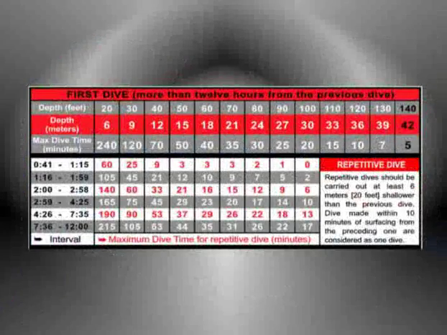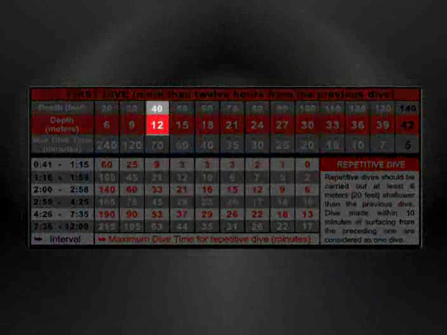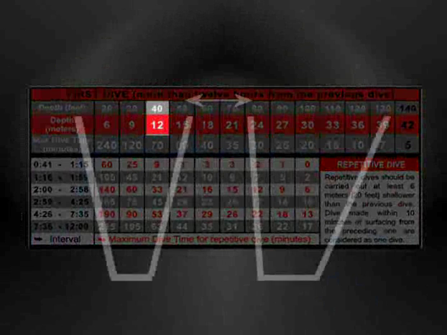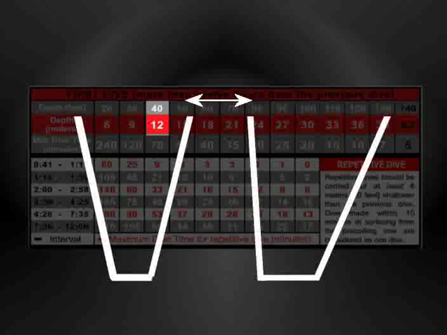Another important rule regarding repetitive dives is that the second dive should be made at least 6 meters, 20 feet, shallower than the previous one. If, for example, you made a dive to 18 meters, 60 feet, the repetitive dive should not be deeper than 12 meters, 40 feet. The maximum dive time for a repetitive dive depends on the length of the surface interval.